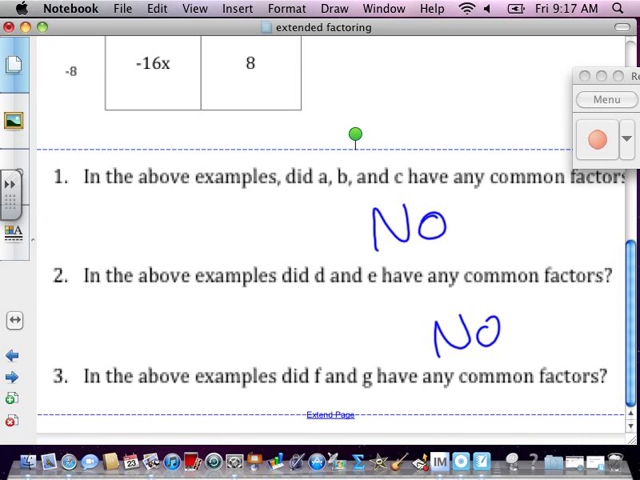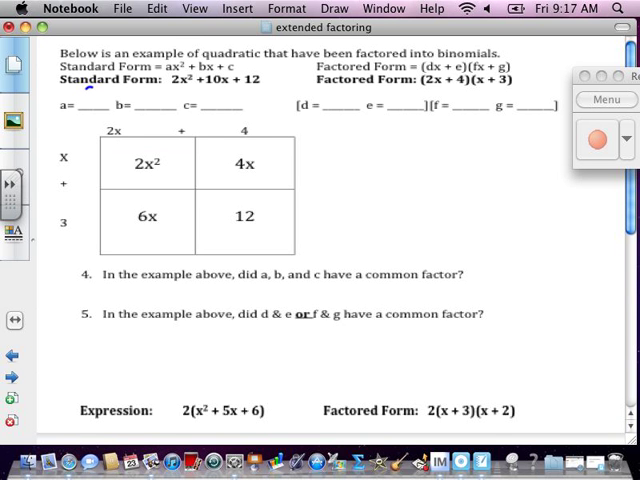Okay, let's find out what that means by turning to the next page. Let's look at this one, and then we can answer some questions and figure this out. First of all, let's put A, B, and C in. We know A is 2, B is 10, and C is 12. The factored form is given to me, so I just put in 2, 4, 1, 3. All right, let's answer these questions below.